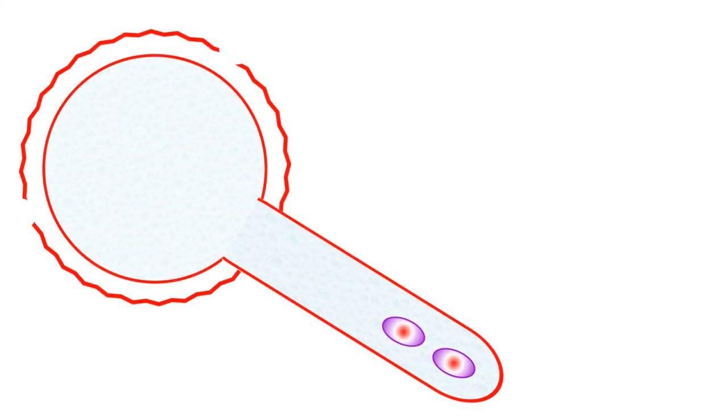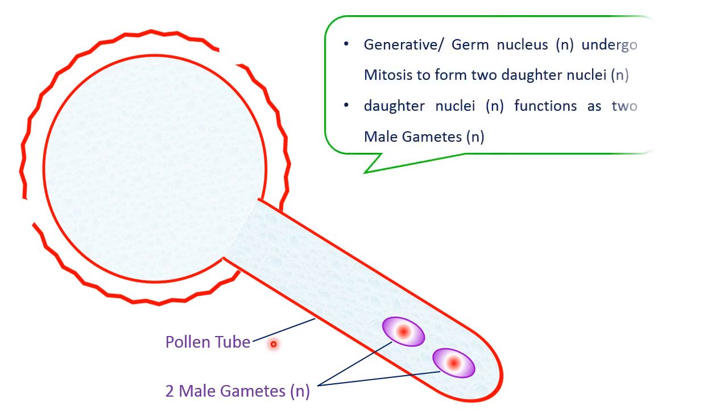A pollen tube reaches up to the ovule and it is about to enter within the micropyle of the ovule for fertilization. So this is a pollen tube. Now it contains two haploid male gametes. These haploid male gametes are formed through the mitotic division of the generative nucleus or germ nucleus. These two daughter nuclei function as two haploid male gametes.